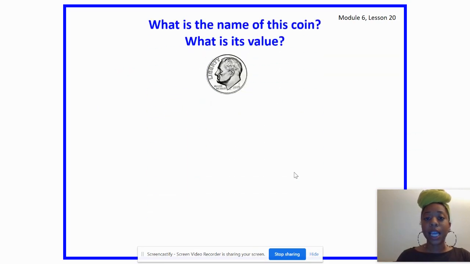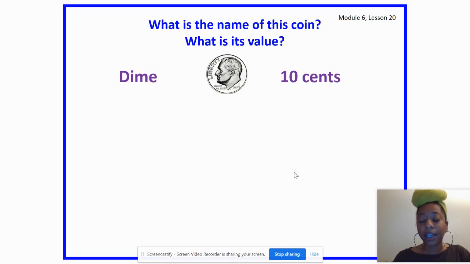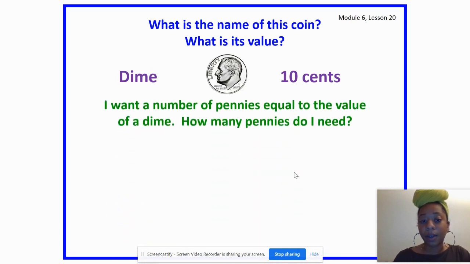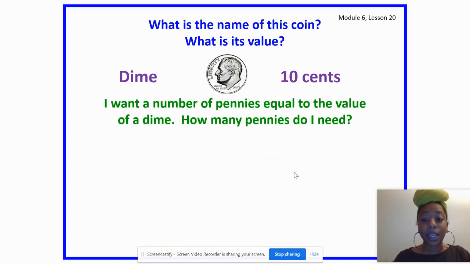Okay. This is a what? What coin is this? It's a dime. How much is the dime worth? What is the value of a dime? 10 cents. Good. Nickel's worth 5, a dime's worth 10. I want a number of pennies equal to the value of a dime. How many pennies do I need? Remember, I need the same amount of pennies that equals the value of a dime.